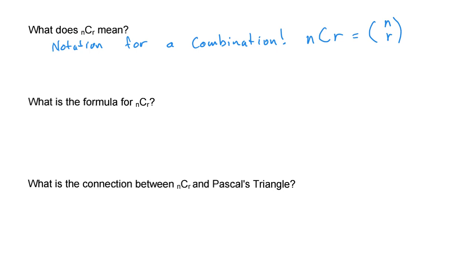Okay, so think of N as the number of objects, and R to be the objects chosen, i.e., the number of objects chosen. And in this case, order doesn't matter.